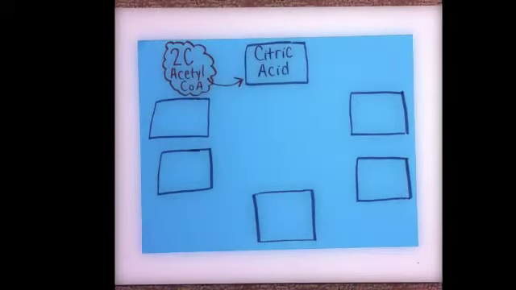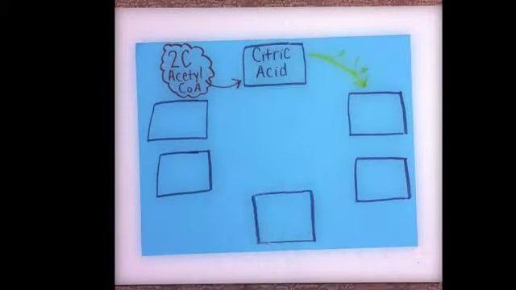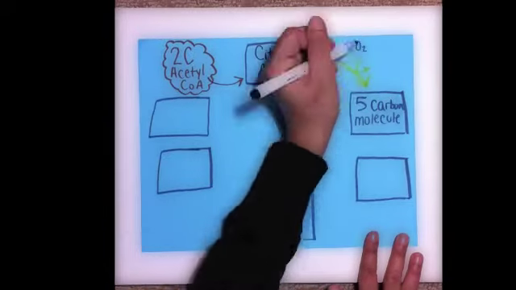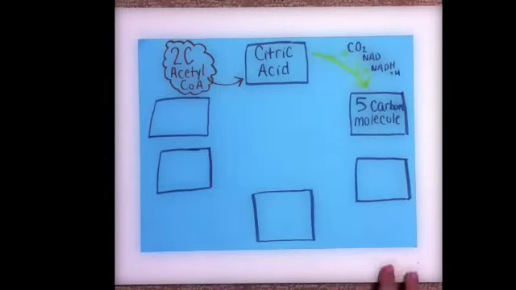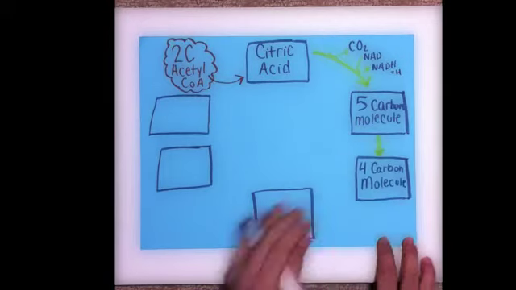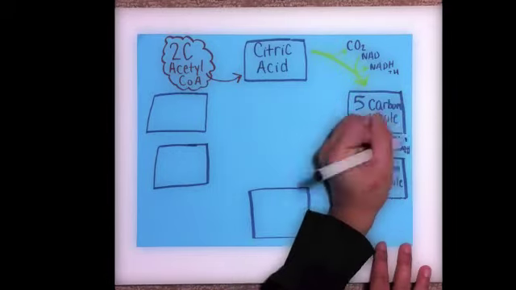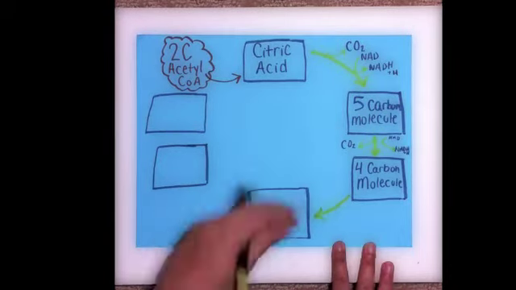Acetyl joins with oxaloacetic acid to form a 6-carbon molecule known as citric acid. Through a series of reactions, the 6-carbon molecule oxidizes to form a 5-carbon molecule, releasing carbon dioxide and NADH in the process. The 5-carbon molecule is oxidized to leave only a 4-carbon molecule, releasing NADH and CO2 once more.